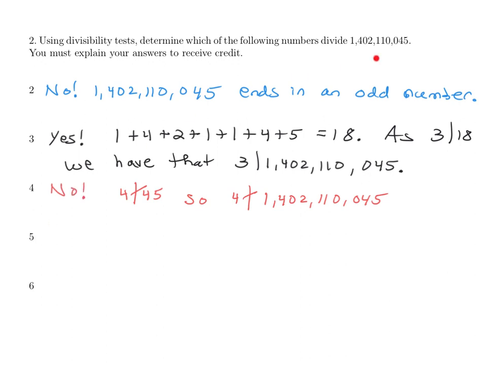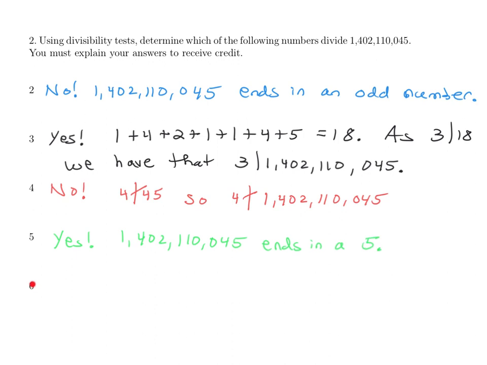What about 5? Does 5 divide this number? And the answer is yes. I'm just going to say that the number ends in 5, and therefore 5 must divide this entire number. The entire rule was if the number ends in a 0 or a 5, then 5 must go into it. So the answer to this one is yes. And this is because 1,402,110,045 ends in a 5. Therefore, 5 must go into it.